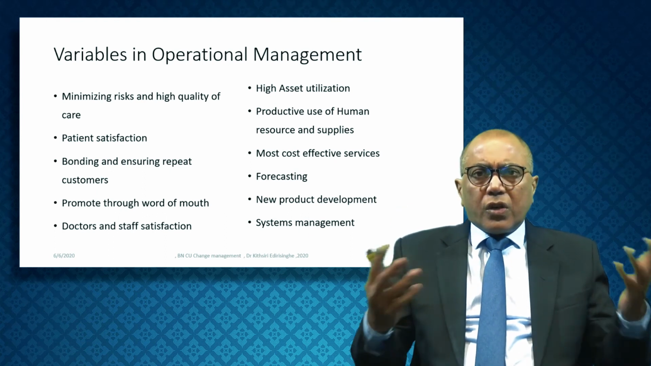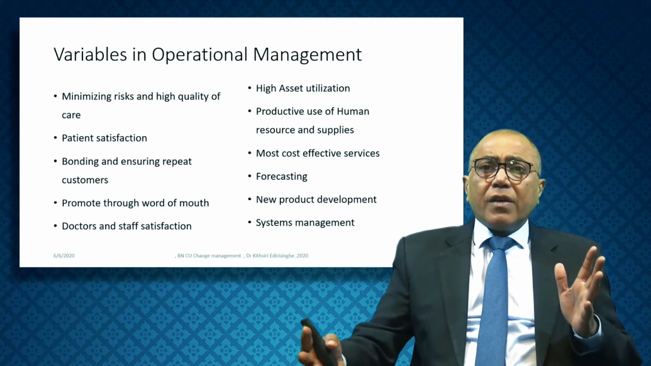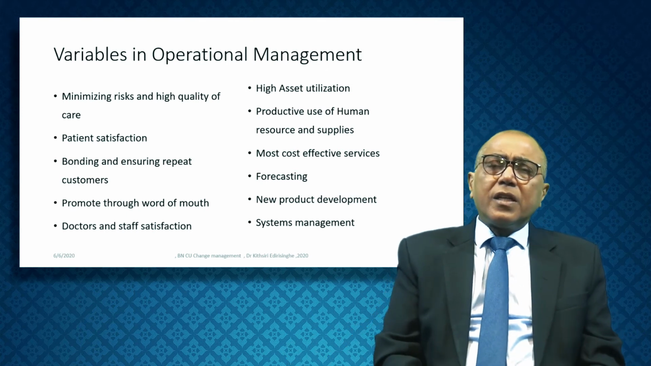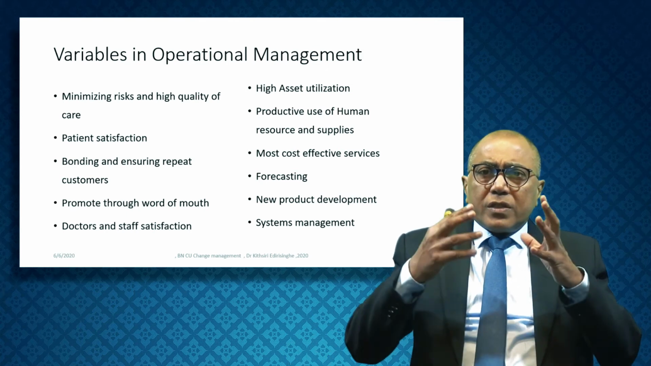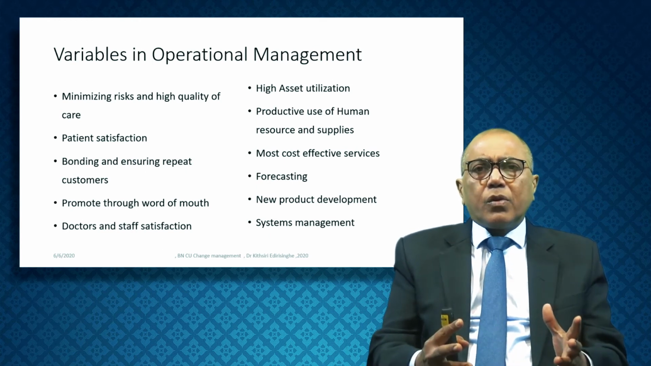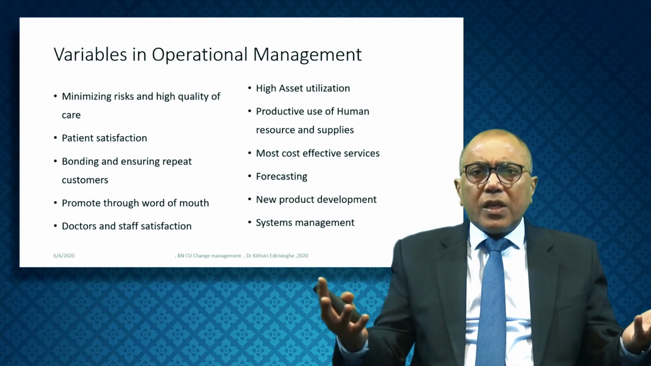Now, we produce doctors haphazardly without looking at the forecast. We don't have enough nurses, right? We don't have enough other allied health science professionals. So the whole system has to be revamped. Now, most of the money is going to manage the administrative sector.